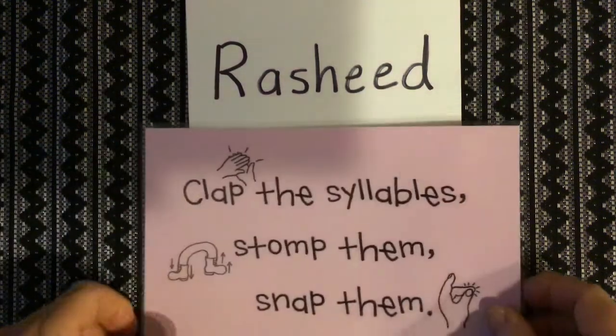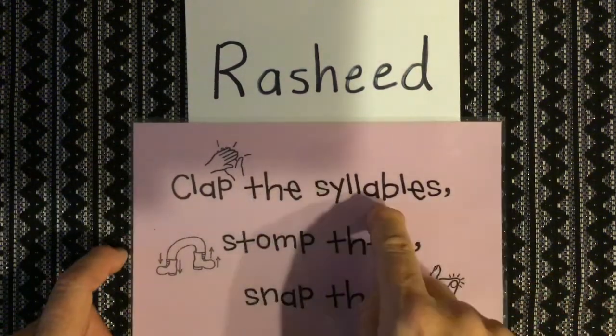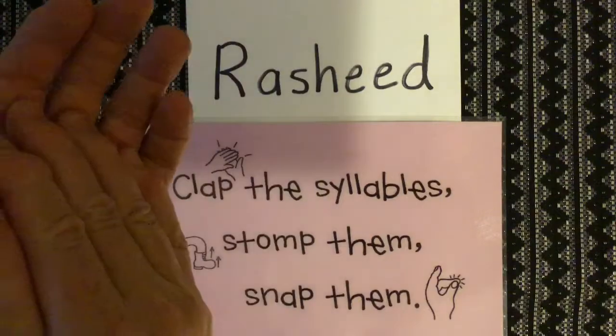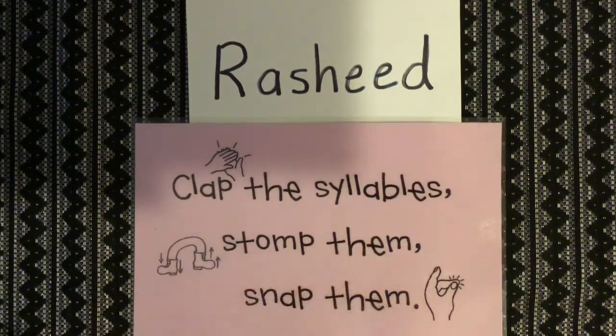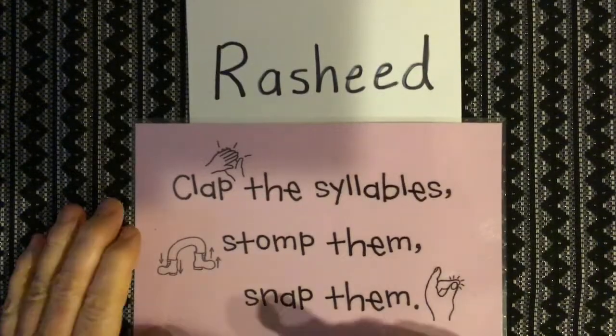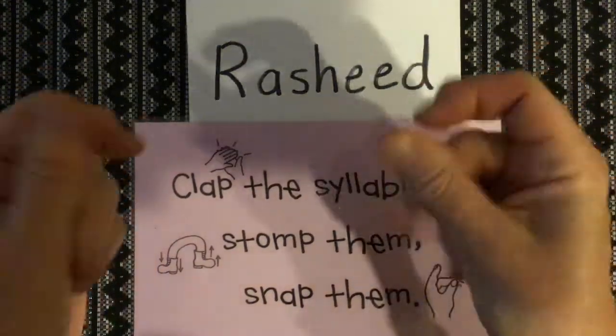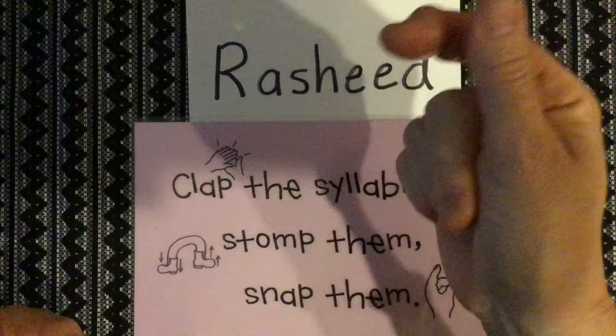Ooh, this next fun part's kind of like dancing. Here we go. I'm going to clap the syllables. Rashid. I'm going to stomp them with my feet. See the arrows with the feet going up and down? Rashid. I'm going to snap them. Rashid. Or I could go Rashid.